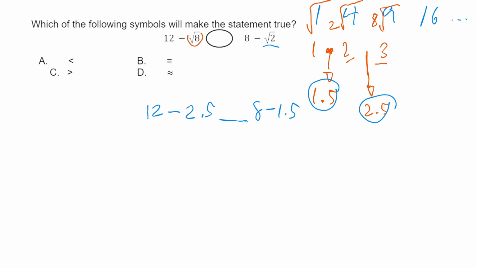There. What is 12 minus 2.5? I hope you can still recall your decimal. So that's gonna be 9.5, blank. What is 8 minus 1.5? That's gonna be 6.5. And definitely 9.5 is greater than 6.5. The answer is letter C. Okay, next one.